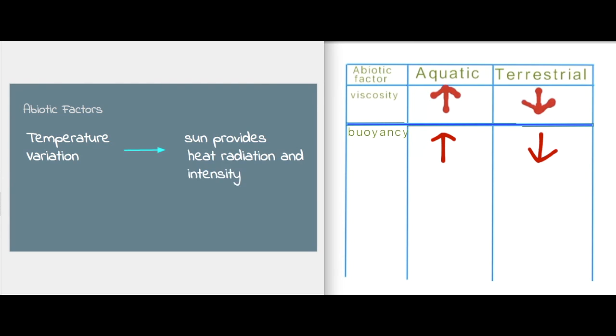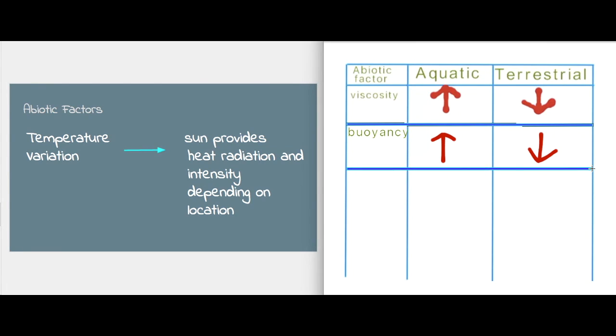In an aquatic environment, there is less temperature variation compared to a terrestrial environment. So this means that the temperature in water remains relatively stable. The temperature variation on land is much greater and can vary enormously within a short time. So for example, in desert regions, temperature can reach up to 45 degrees Celsius during the day and drop to as low as minus 18 degrees Celsius at night.